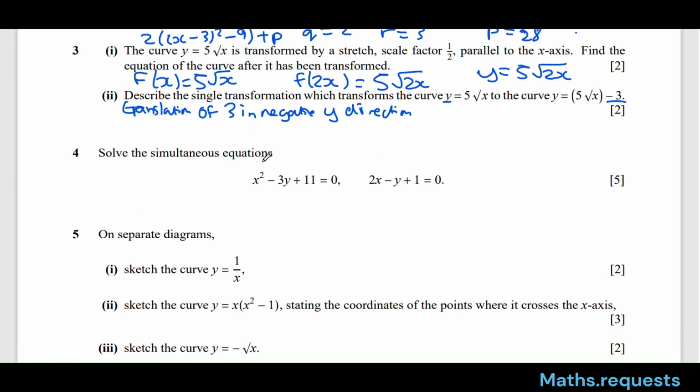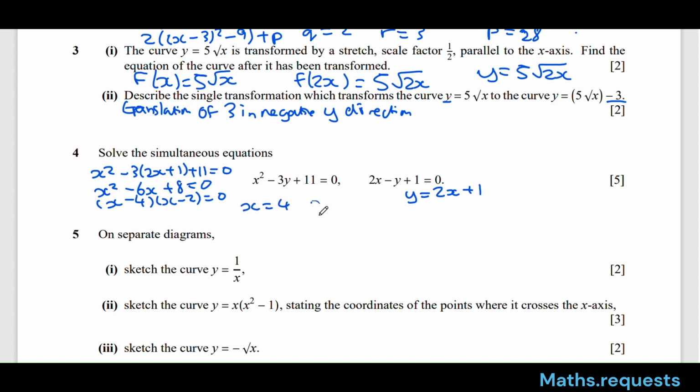Solve the simultaneous equations. x squared minus 3y plus 11 equals 0, and 2x minus y plus 1 equals 0. So you can say that y equals 2x plus 1, and then we can plug that in. So x squared minus 3 times 2x plus 1, plus 11 equals 0. So x squared minus 6x plus 8 equals 0. That can be factorized into x minus 4 times x minus 2 equals 0. So then you get x equals 4 and x equals 2.